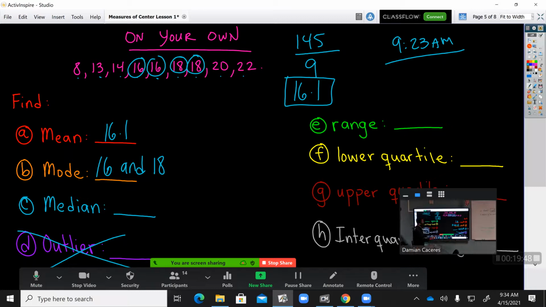Next, the median. To find the median, it has to be ordered from least to greatest. So in this case, it's already ordered from least to greatest. You know you have 9 total numbers, so that's an odd amount. There's going to be 1 in the center. So we count 4 from each side. This 16 is our median. Now, range is the biggest number minus the smallest number. So 22 minus 8 gives you 14.